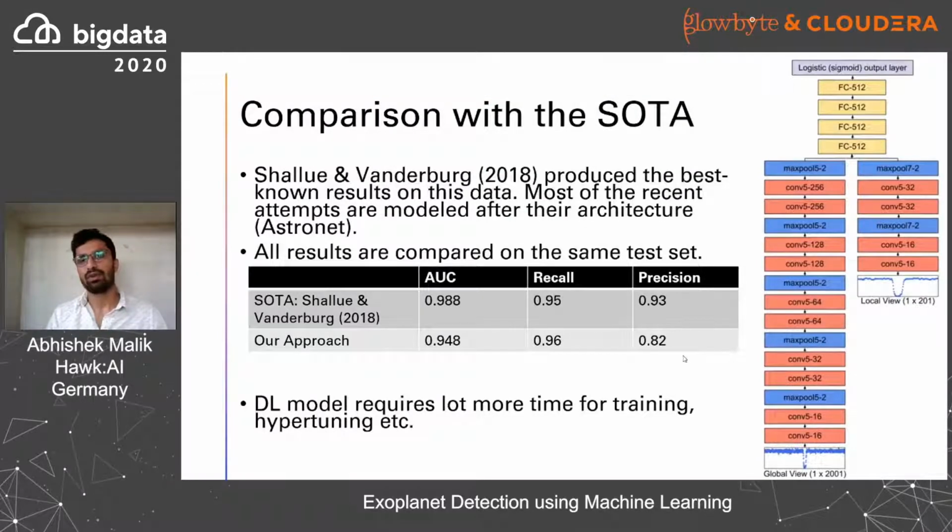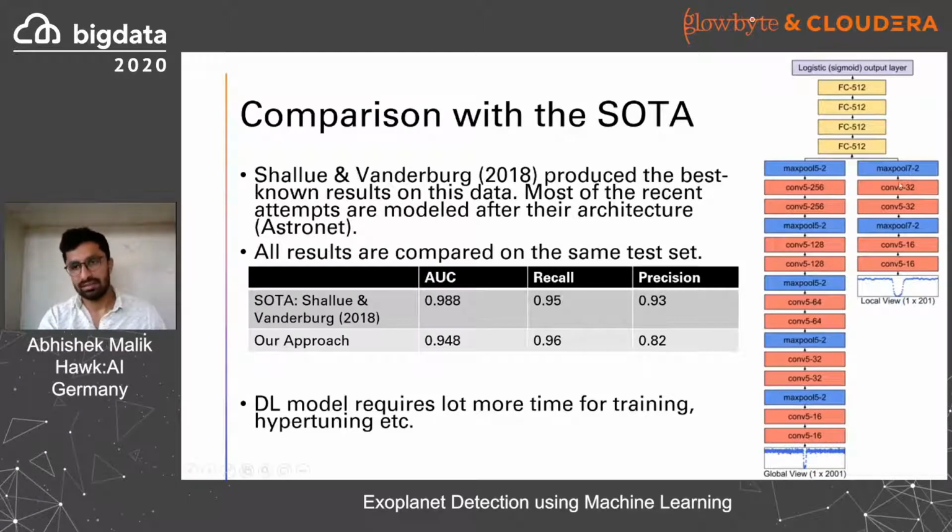Now we should also compare this with the state of the art. Back in 2018, the work done by Shallue was the best known result on this problem. And comparing their results with ours, we can see that the AUC they had is higher, the recall they have is slightly lower, and the precision they had is also higher than the precision we had.